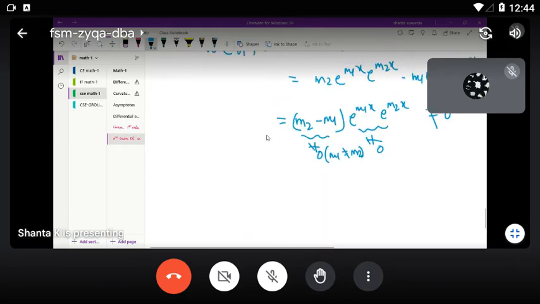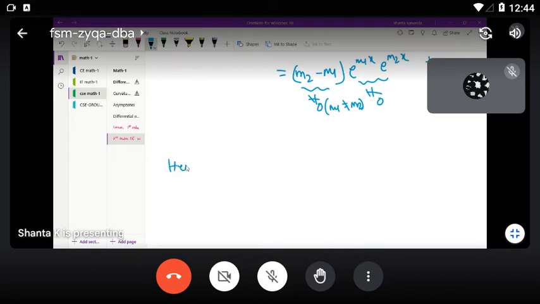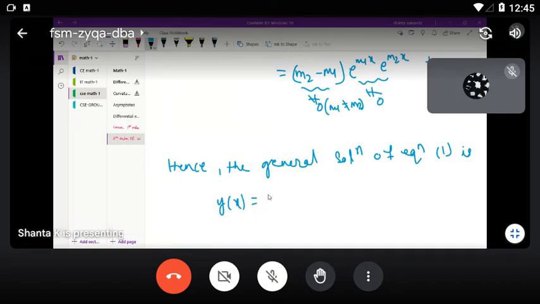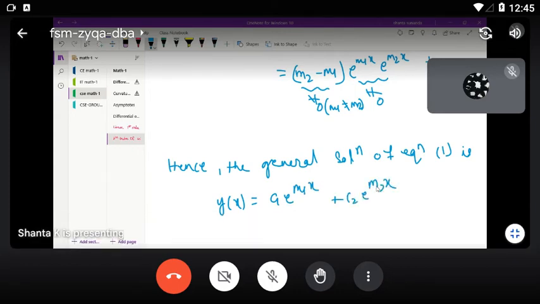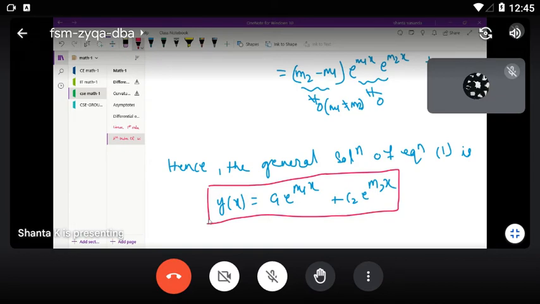So now we can look at the general solution. Since we have two linearly independent solutions, hence the general solution of equation 1, the second order homogeneous differential equation, is obtained by adding them. So this is the general solution here.